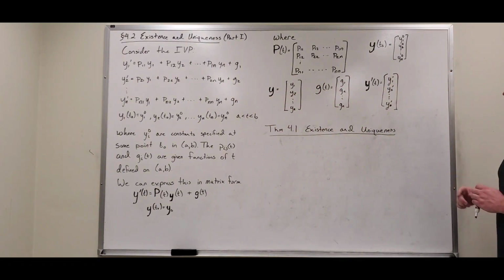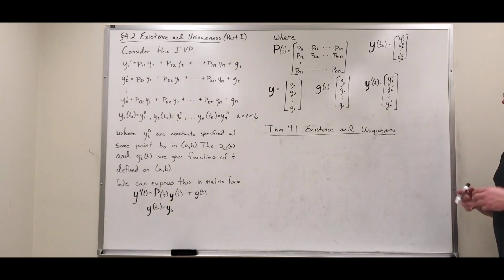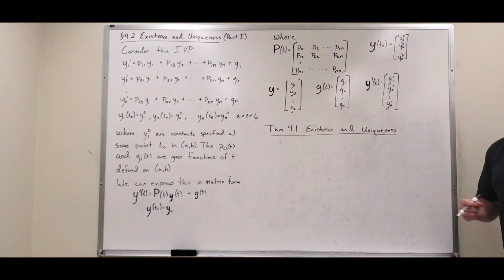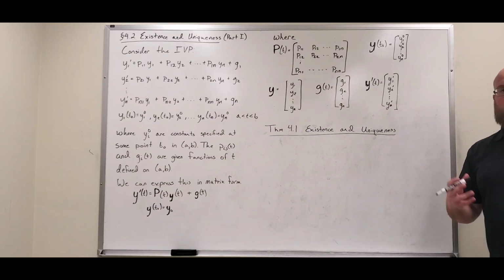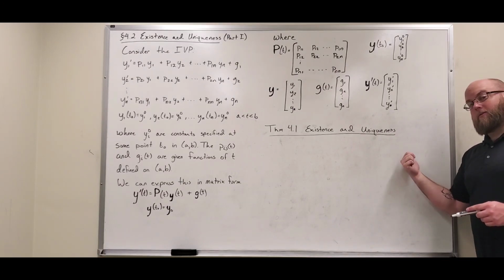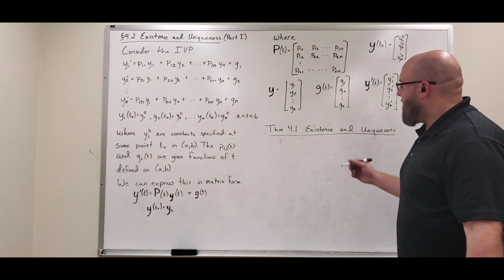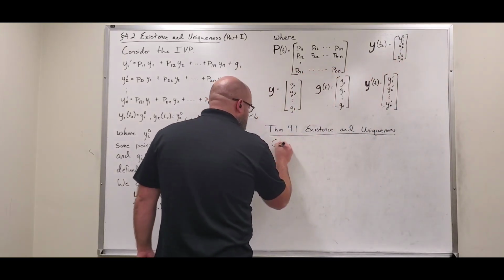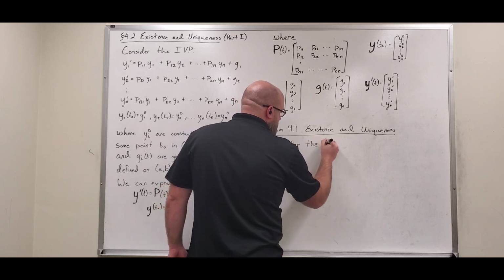All right, so Theorem 4.1 is the existence and uniqueness theorem. This is going to help us when we're talking about, well, do we have a particular solution that's going to happen, and can we guarantee its existence? And also, is it unique? That's a good name for a theorem. Let's write that down. So here, we're going to consider the initial value problem.